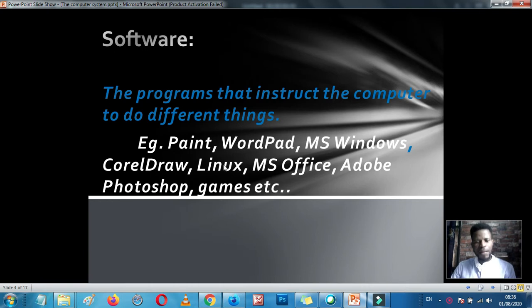Examples are Paint, WordPad, Microsoft Windows, where MS stands for Microsoft, CorelDRAW, Linux, MS Office, that is Microsoft Office, Adobe Photoshop, and even the games you play on your computer. These are all software programs found on the computer.